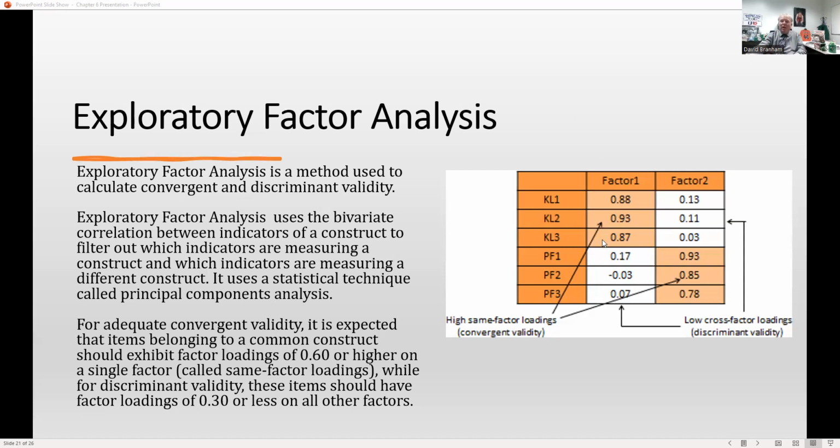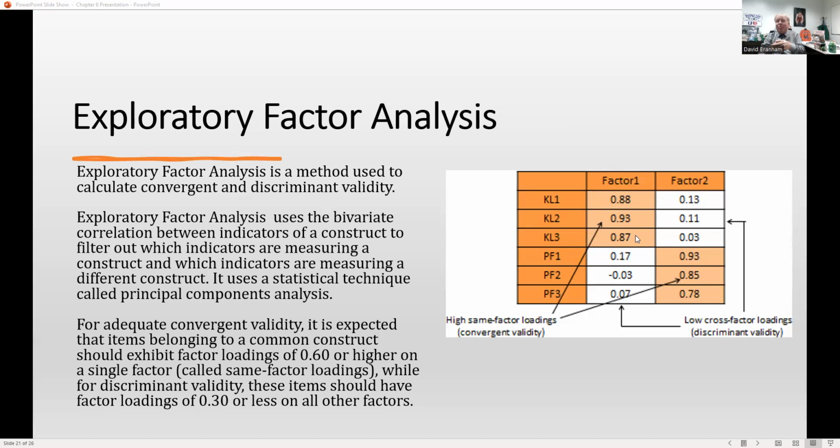Over here, there's an example, a principal components factor analysis. If you have a 0.6 or higher score, and they all load on one factor, then those items are basically measuring the same concept. So factor 1 is measuring the same concept. It could be that KL1, KL2, and KL3 are all measuring intelligence, and you have 3 different questions there.